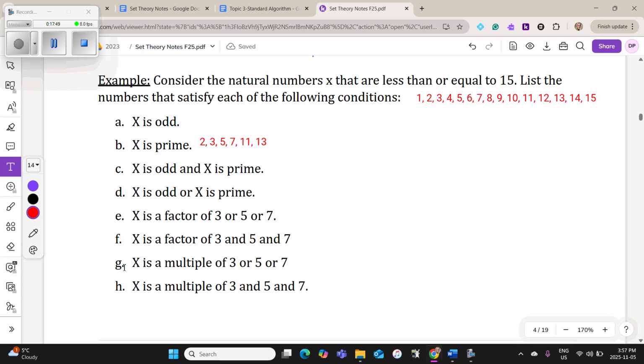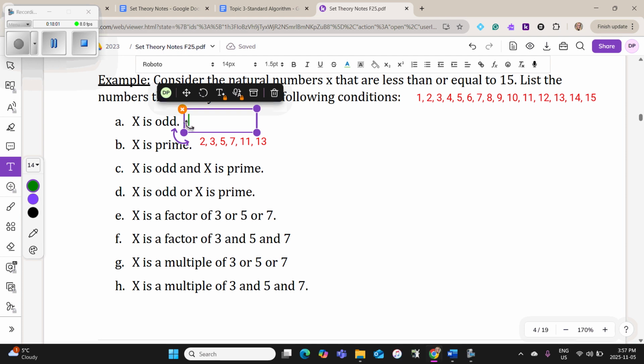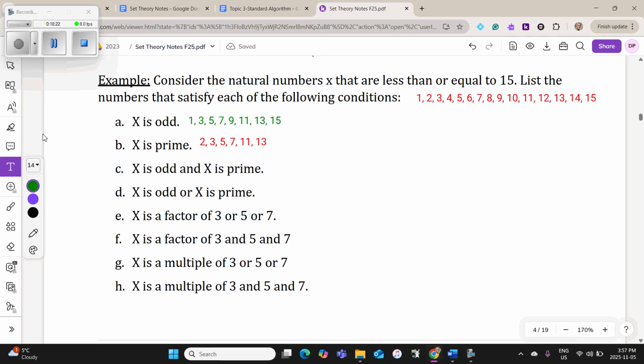Give me a second to make sure you erase that. The one before that said x is odd. So for x is odd, those are the numbers that don't divide by 2: 1, 3, 5, 7, 9, 11, 13, and 15 is also odd. Okay, sorry about that. So now we've got x is odd, x is prime.